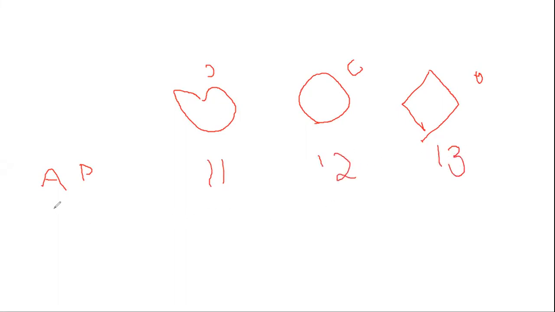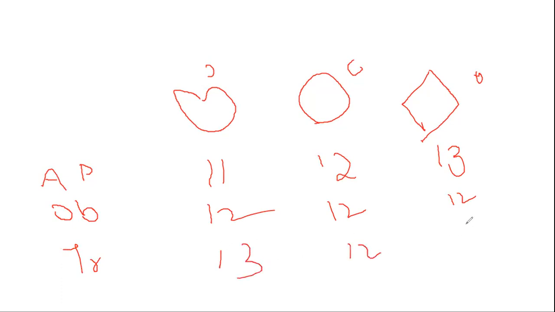Whereas the oblique diameter is 12, 12, and 12. Then what about the transverse diameter? The transverse diameter is 13, 12, and 11. Please write it down. Only this thing is important here. So let me conclude it first.